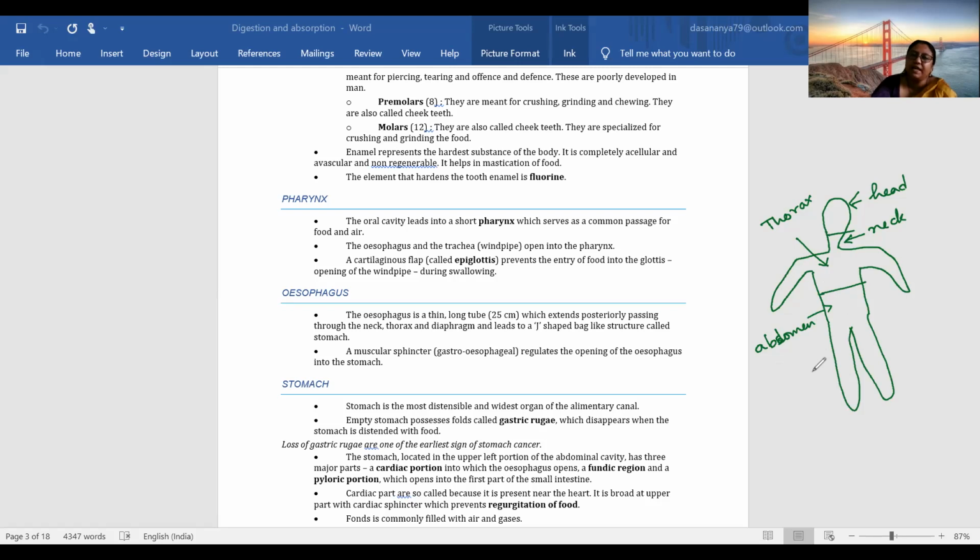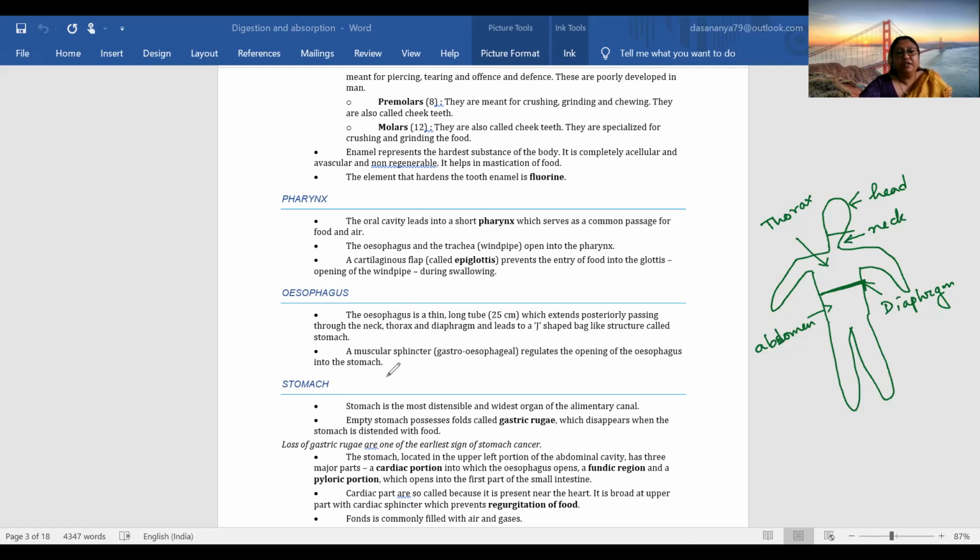Now, how will you decide that from here to here is the thorax and from here to here is the abdomen? There is a muscular membrane called the diaphragm. Spelling is a bit different. So this diaphragm is actually dividing this part of our body into thorax and abdomen. So the esophagus will pass from the neck to the thorax, then cross the diaphragm, and finally it will lead to a J-shaped bag-like structure which is called the stomach.